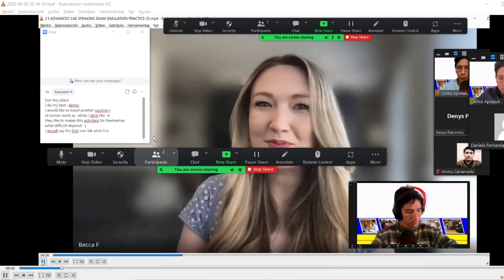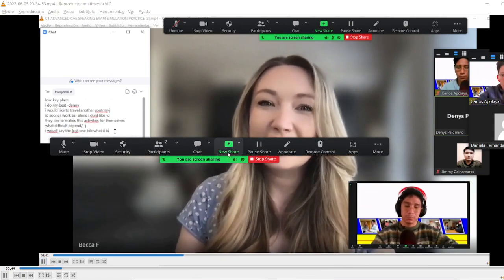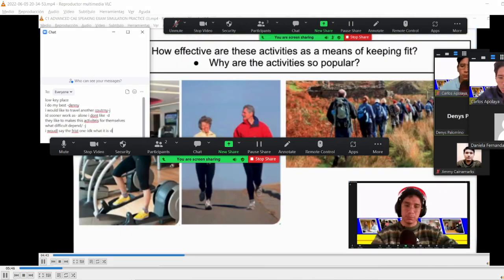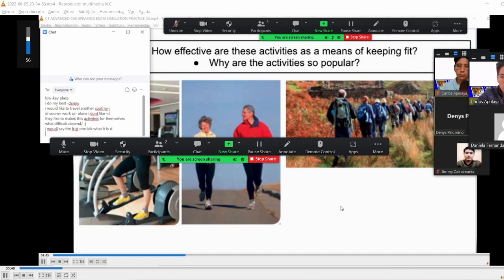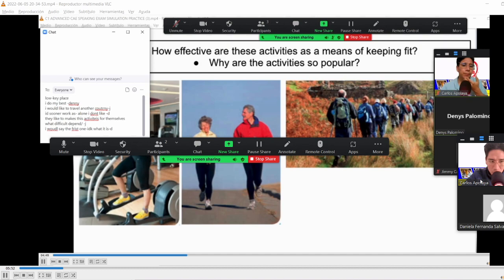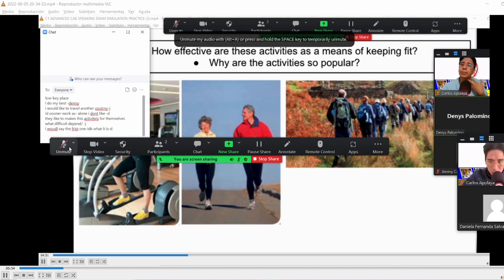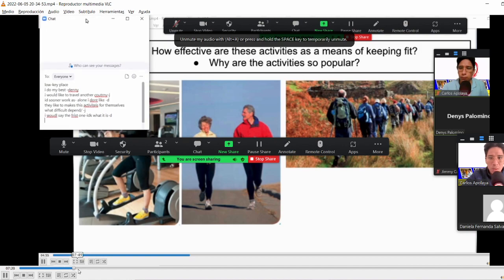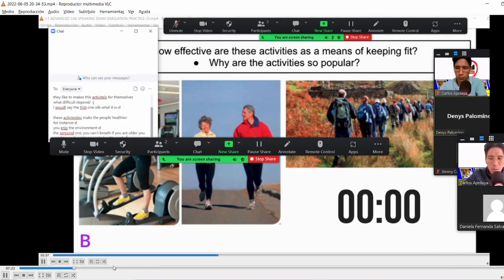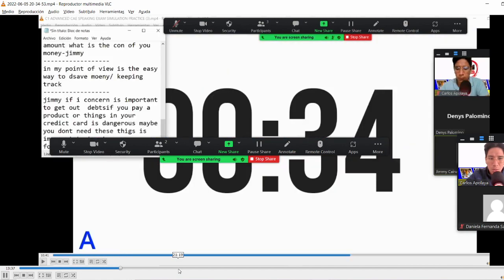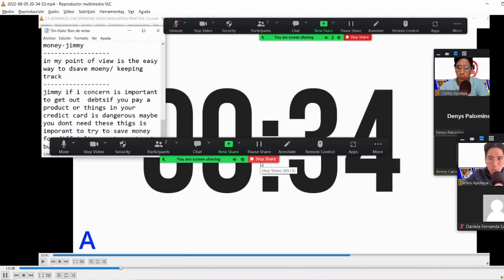Candidate B, it's your turn. Here are your pictures. They show people involved in physical activities. I'd like you to compare two of the pictures and say how effective the activities are as a means of keeping fit and why they are.